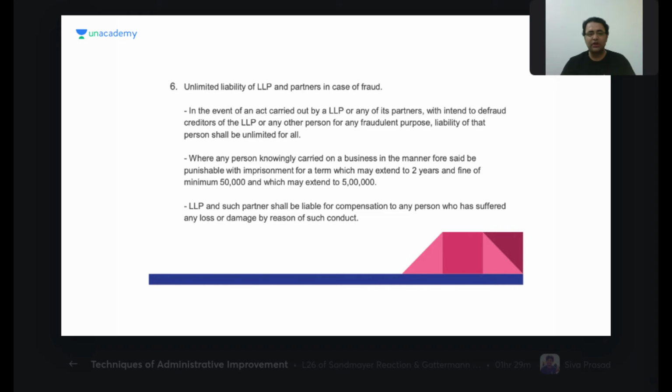When any person knowingly carries on business in the manner aforesaid, that means if any of the partners of an LLP carry on any fraudulent business or any fraudulent transaction with a person who works or transacts with the LLP with an intention of defrauding him, in that case, firstly, he will be liable to an unlimited extent. That means his personal assets can be attached. And secondly, if he is found guilty, he can be punishable with imprisonment which may extend to 2 years and a fine of rupees 50,000, which may extend to rupees 5 lakhs. So that is what your second point is. I hope I answered your question, Shiv.